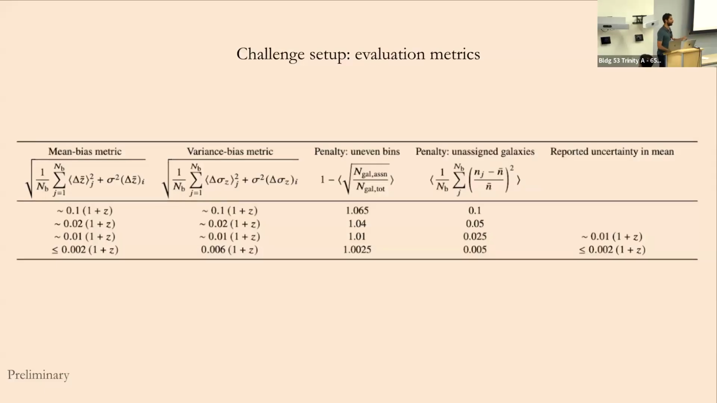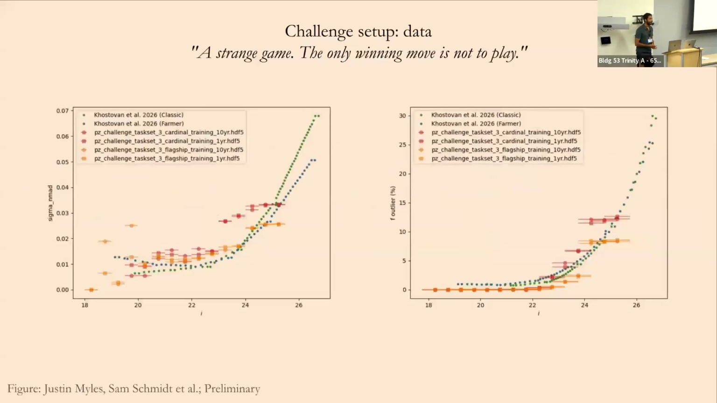We'll look at reported uncertainty, right? So what an entrant reported uncertainty. But hopefully, the way I think we should characterize this is it's a strange game. The only winning move is not to play. I think the idea is that if we've designed this well, everyone should lose. And the reason is shown here.